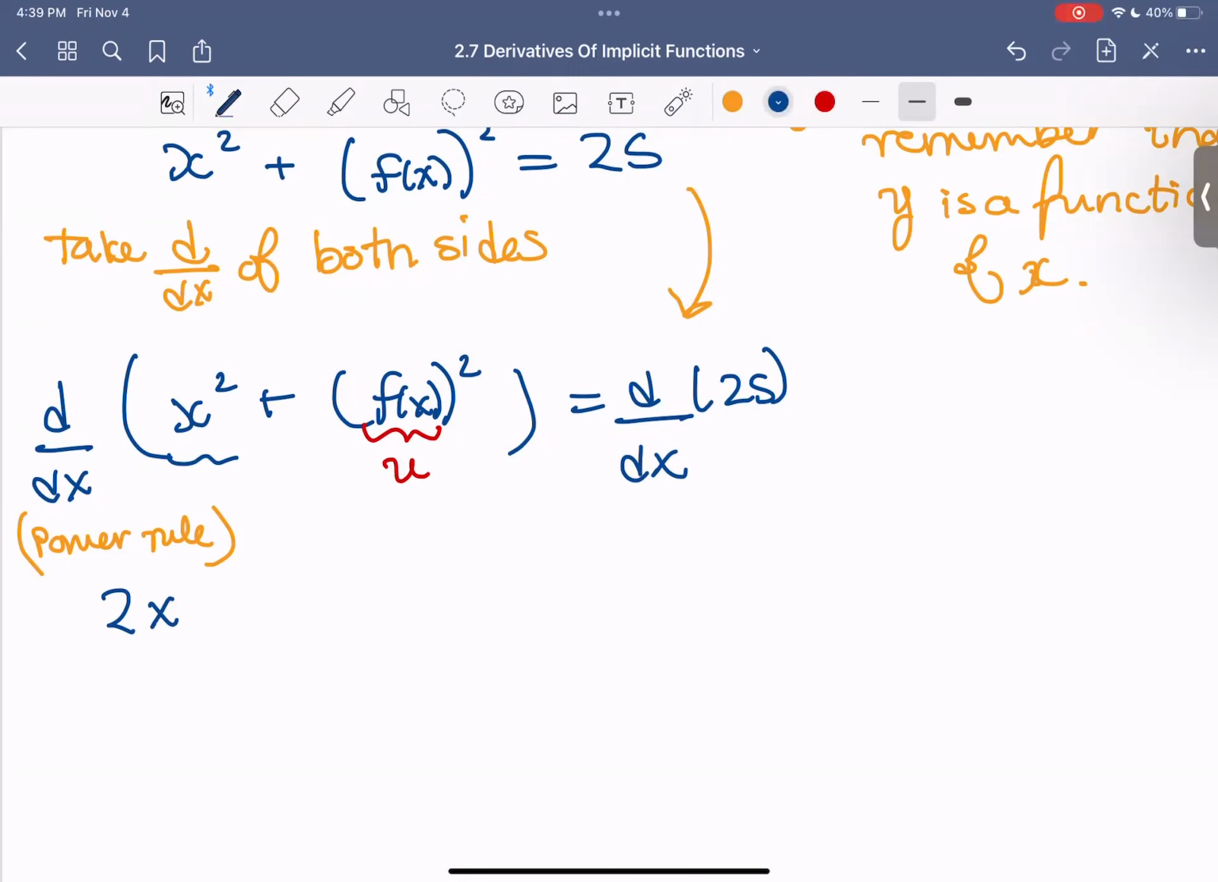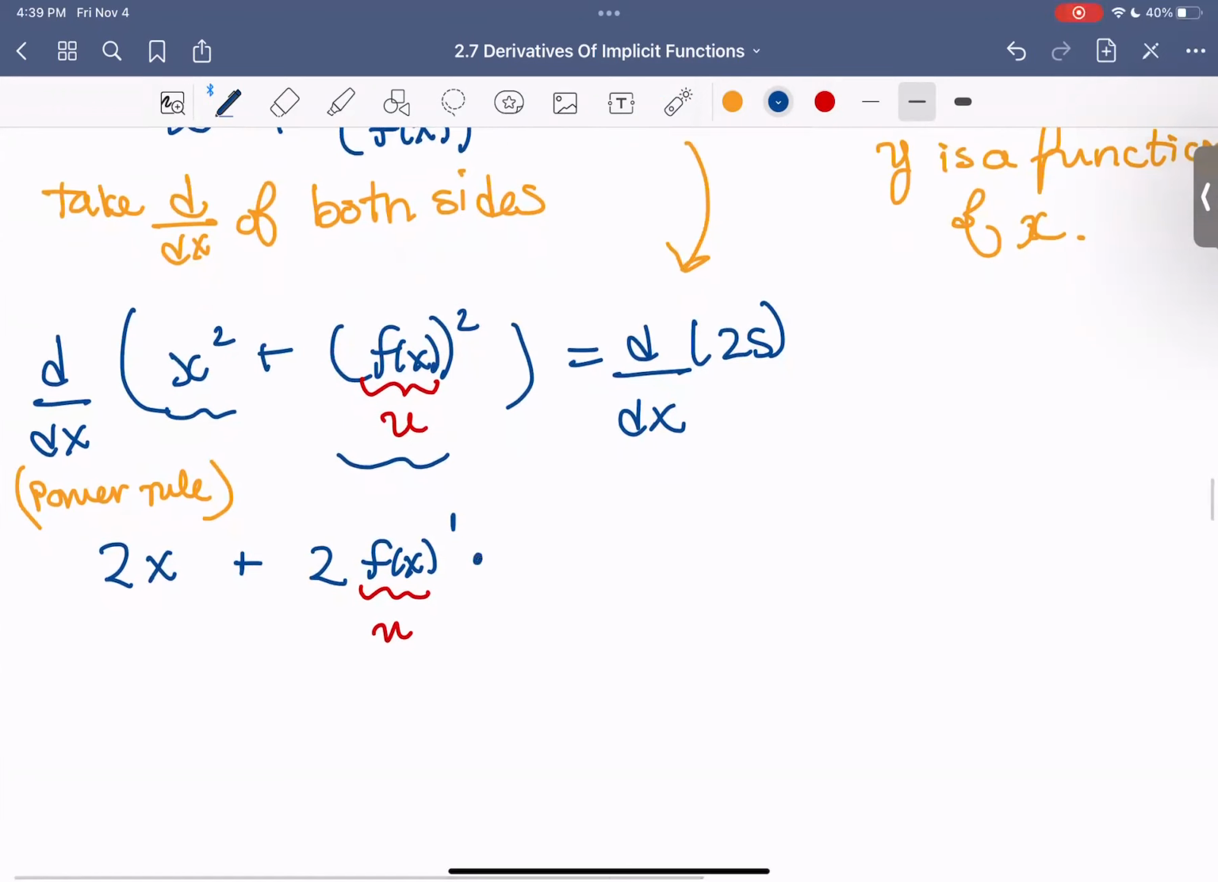So the derivative then becomes 2 f of x using the power rule. The 2 comes down and 2 subtracting from that exponent. And we just leave u here. And maybe I'll even put 1 in the exponent so it's clear I'm using the power rule, times the derivative of the inside function. So times the derivative of f of x. And now what is that equal to? Derivative of 25, derivative of a constant is just 0.